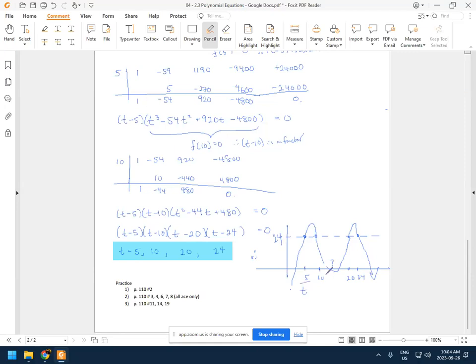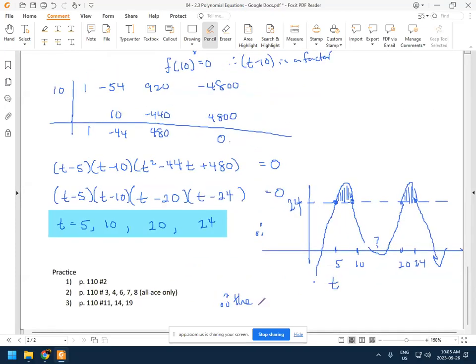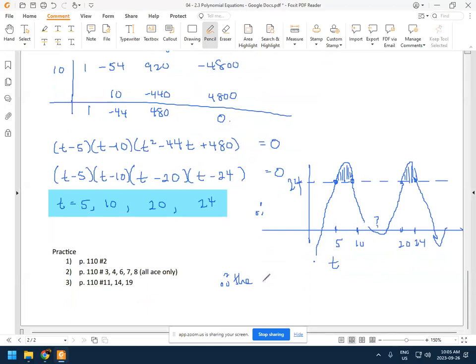So using this graph, you can say, when is it above 24? Between 5 and 10 seconds. Between 20 and 24 seconds. I'll finish off with this sentence saying, therefore, I see you, Gabby, 1 second. The coaster is above 24 meters between 5 and 10 seconds and 20 and 24 seconds.